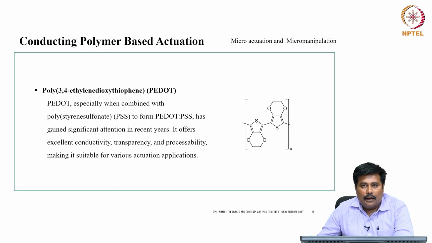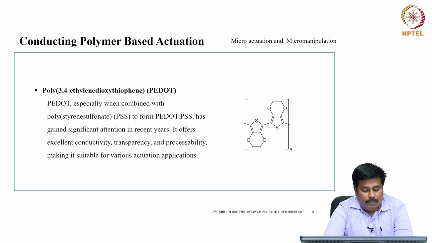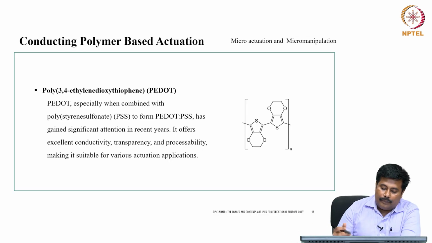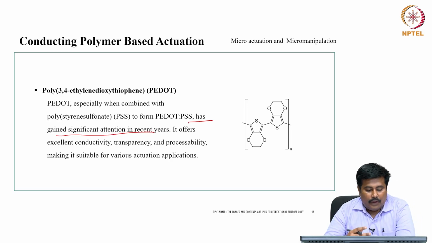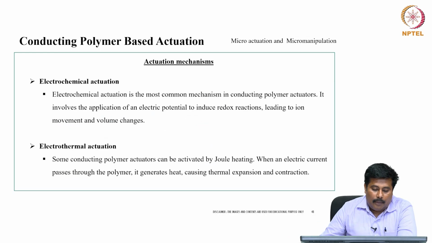Similarly, there is another conducting polymer called PEDOT, which is poly(3,4-ethylenedioxythiophene). Especially when it is combined with polystyrene sulfonate, PSS, to form PEDOT:PSS, it has gained attention in recent years. It offers excellent conductivity, transparency and processability, making it suitable for various actuation applications. So these are some of the advantages of using PEDOT:PSS for different applications.